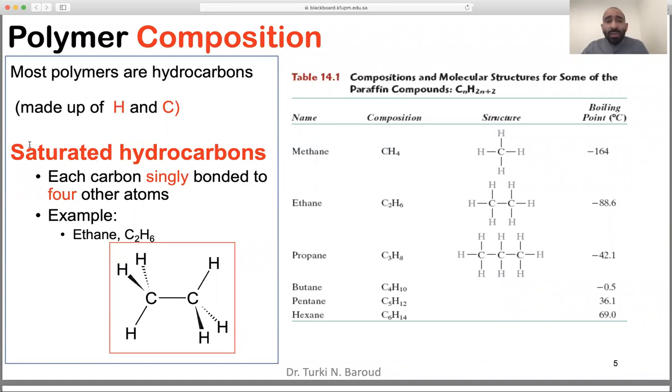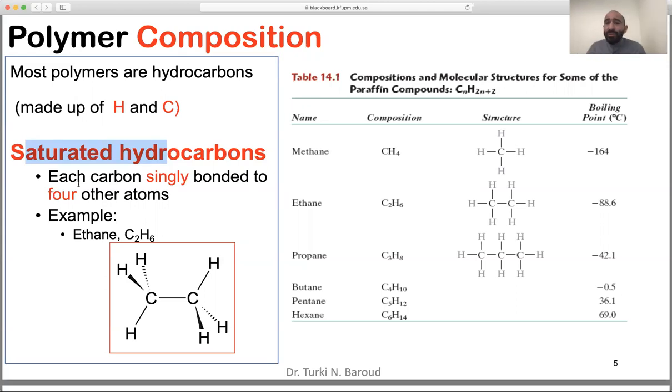Now we can call polymers saturated hydrocarbons if the carbon is connected to four different atoms, right? So we have 1, 2, 3, 4. So 4 different atoms. We call this kind of hydrocarbon saturated. So you don't have double bonds, because if you have double bonds here, what's going to happen? You're going to reduce the number of atoms that the carbon is connected to. So this kind of hydrocarbon is called saturated, because each carbon is singly bonded to four other atoms.